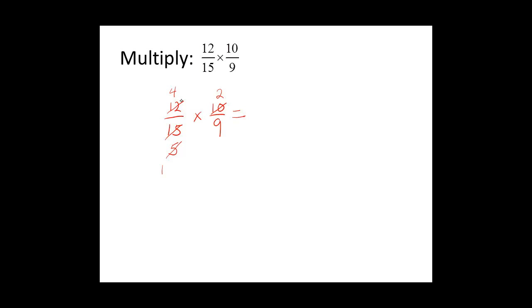Now we can multiply across. Our numerators: 4 times 2 is equal to 8, and 1 times 9 is equal to 9. Notice we have the same answer. It doesn't matter the order in which we divide out. We just need to make sure that we are always dividing a numerator and denominator by the same number.